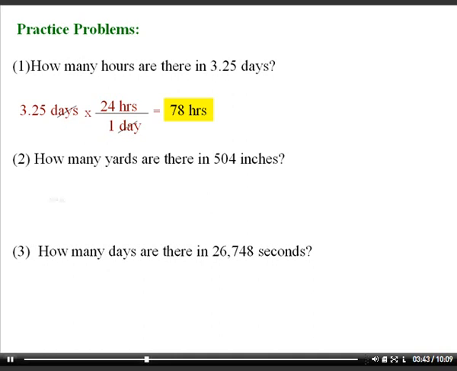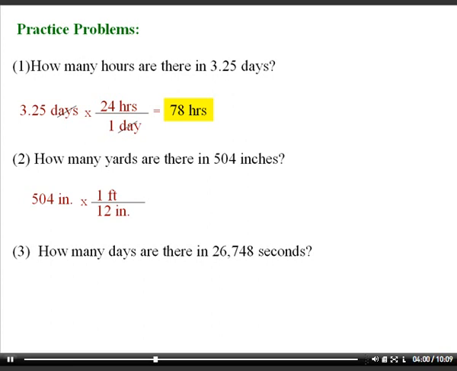In example problem number 2, the given is 504 inches. You put your little times line. The unit that you're going to try to cancel out is inches, and I'm not going to go directly from inches into yards. I'm going to do this in 2 steps. I'm going to go from inches into feet. So we put the units of inches on the bottom and the word feet on top.